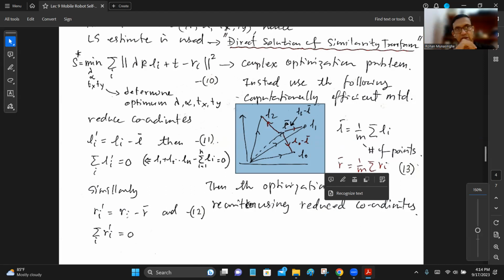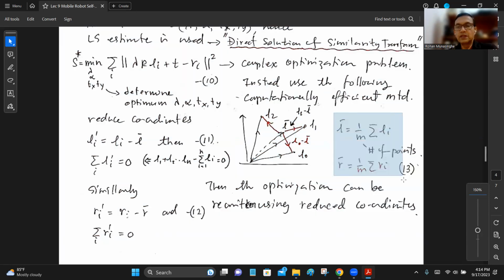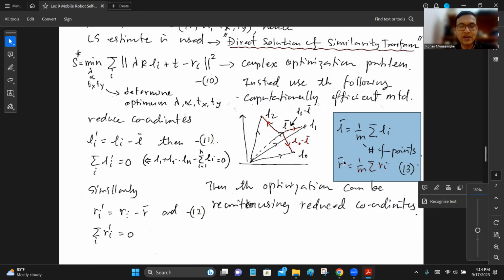Right in the middle is the centroid. That is L bar, the centroid of all of the landmarks, right? So the equation is very simple, like this, equation number 13 over here, for the landmarks, and also the centroid of the reference landmarks. This time you add all of these Ris. Ris means Rx and Ry, the x coordinates and y coordinates. Add them separately and divide by M. That is your centroid of the reference landmarks.